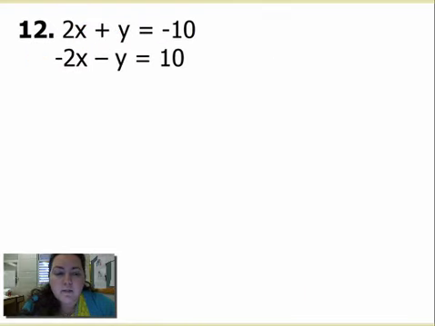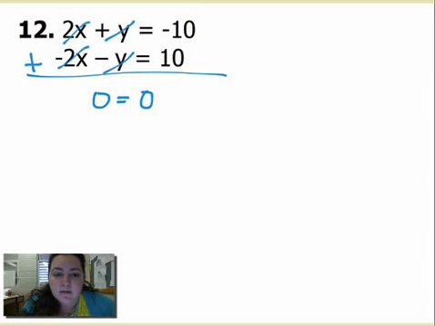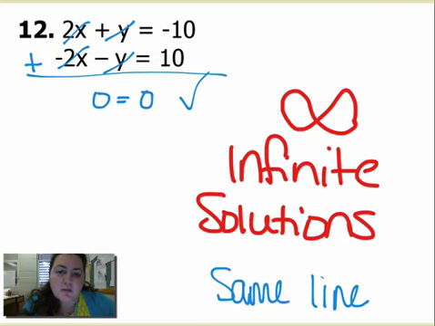On 12, I have something very similar. I have a 2x, and then I have a negative 2x. I have a y and a negative y. They're different signs, so I'm going to add. But the x's and the y's both are going to cancel, so I'm left with nothing. 0 equals negative 10 plus 10, which is also 0. So that one's true, which means I have infinite solutions. And they must be the same line.